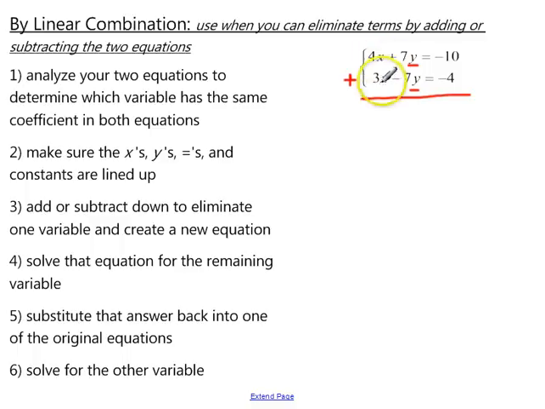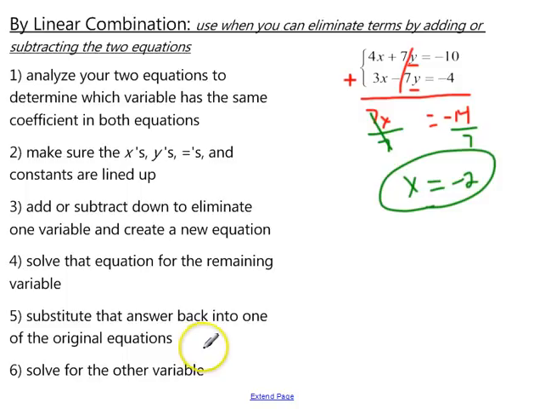So 4x plus 3x is 7x. 7y minus 7y gives us 0y. And then equal signs come down. Negative 10 plus a negative 4 is negative 14. So we move on to step 4. Solve the equation for the remaining variable. Since we've canceled out the variable y, we can just solve for x by dividing by 7 on both sides. Then we're left with x is equal to negative 2.